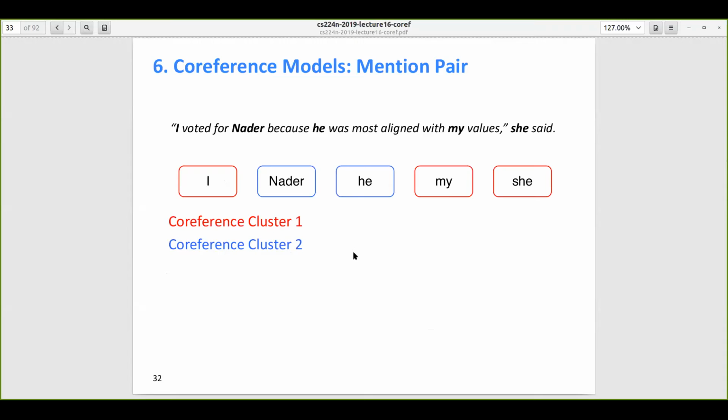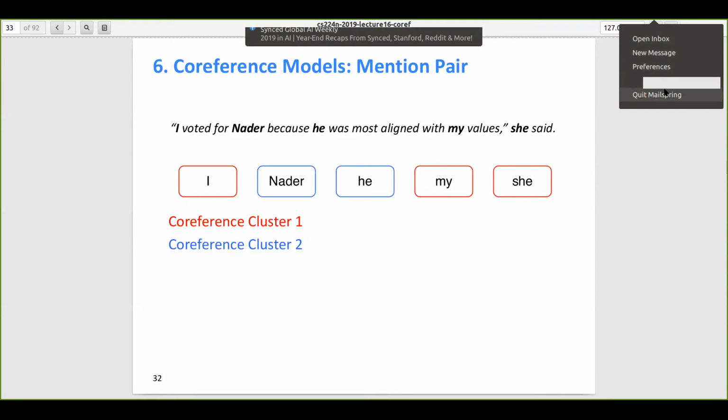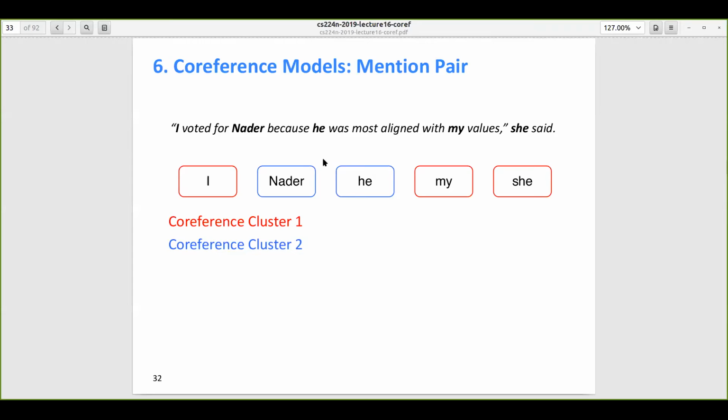So what are mention pairs? Here we have different clusters. As we can see, we have two words, another and he, which are in blue, and together they form one cluster. And then we have another cluster of words, I, my, and she, and they form a different cluster. So here we have different mentions, and they are being clubbed together into different clusters as mention pairs.